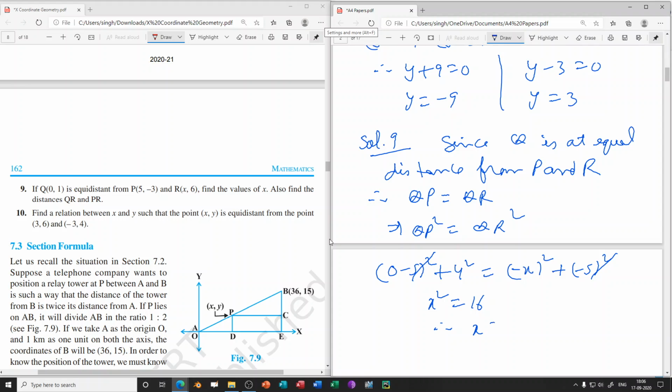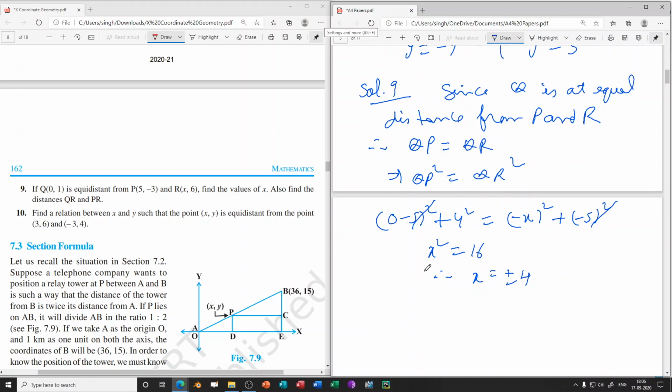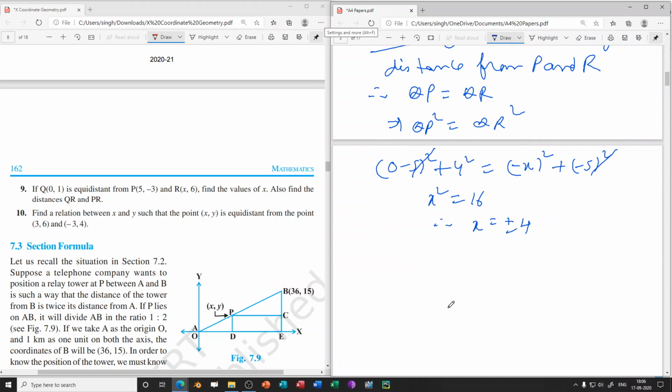Therefore we can say that x equal to plus minus 4. So the values of x will be plus minus 4. Also find the distance of QR and PR. So here we have obtained the values of x. So you can take two cases, case 1 and case 2.